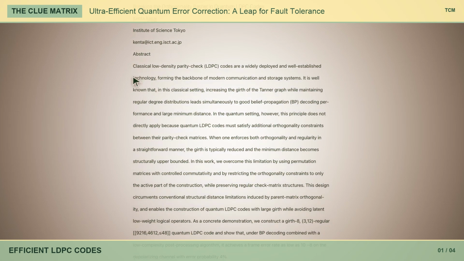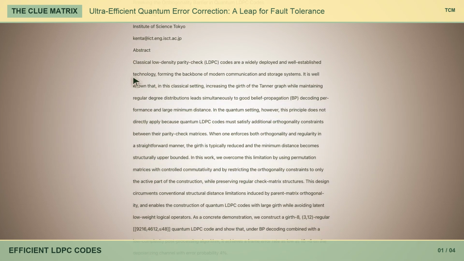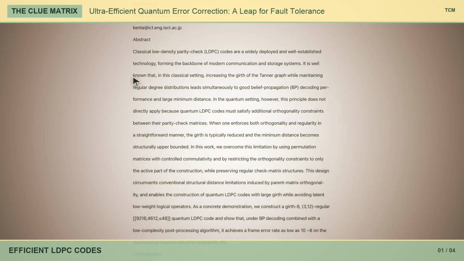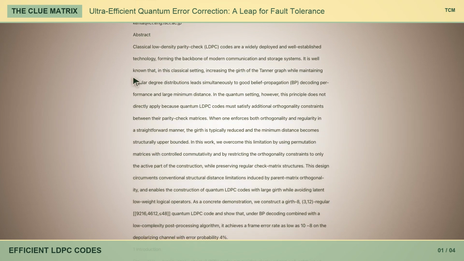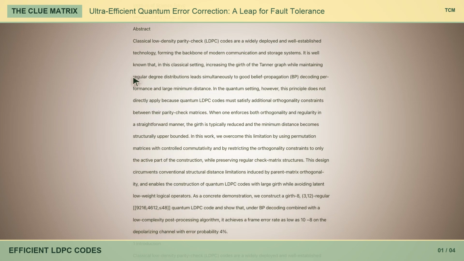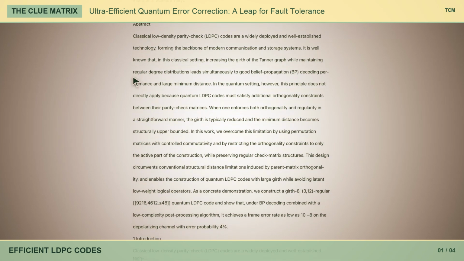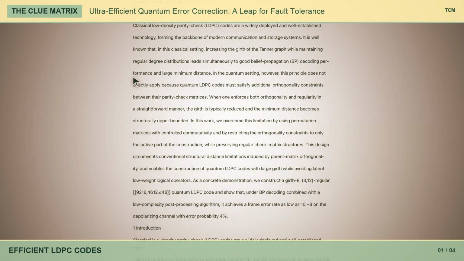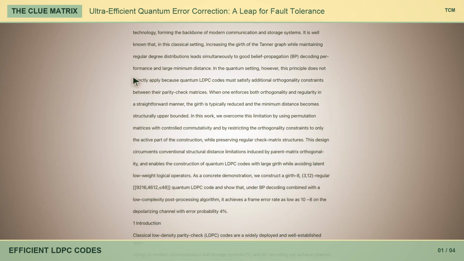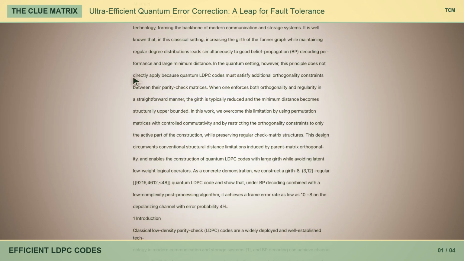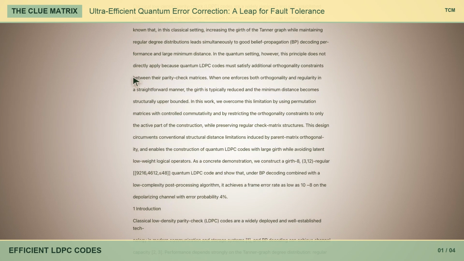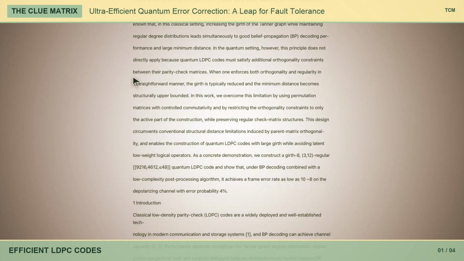So, how did this team manage to navigate around such a fundamental design obstacle? What was their core insight to improve these codes? They designed a clever construction using permutation matrices that controls how these matrices commute. Crucially, they restricted the orthogonality requirements only to the active part of the code, not the entire structure. This avoids unintended limits on code performance.